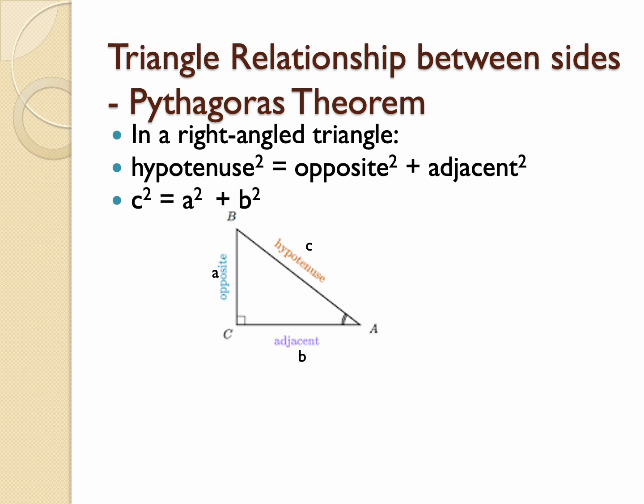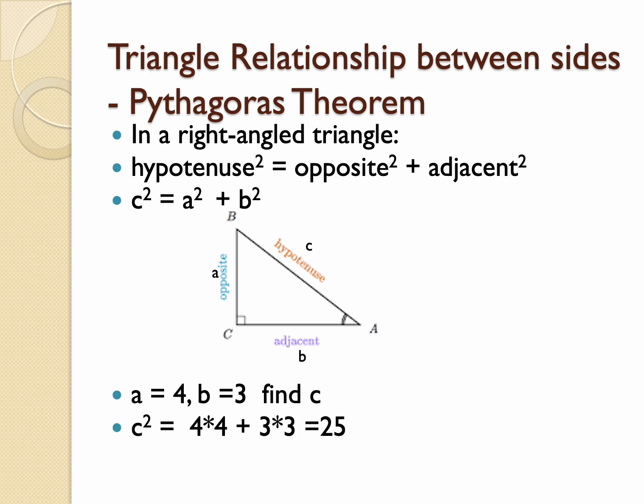Now we can use the Pythagoras theorem to work out the missing sides of a right-angled triangle. For example, if we know side a equals 4, b equals 3, then we can find the side c, or hypotenuse, pretty easily. So we use the identity c square equals a square plus b square, and c square turns out to be 25, and then we take the square root on both sides, and hence c equals 5. So I hope that's straightforward enough.